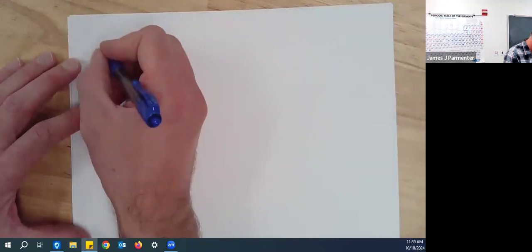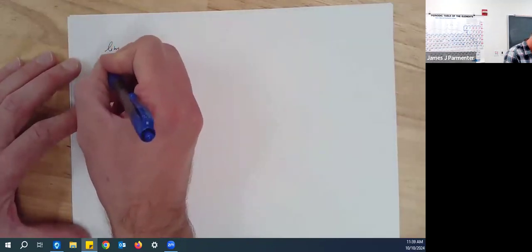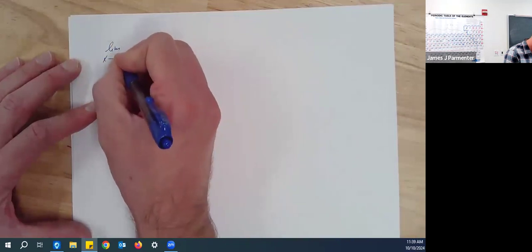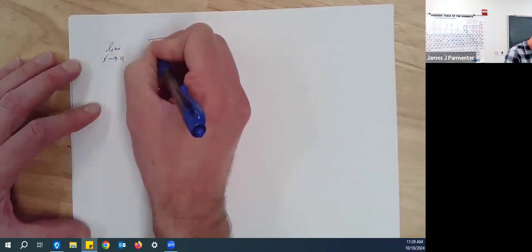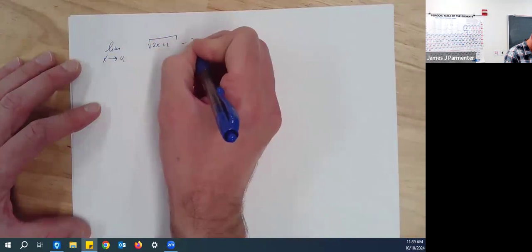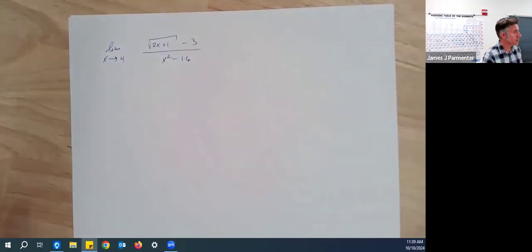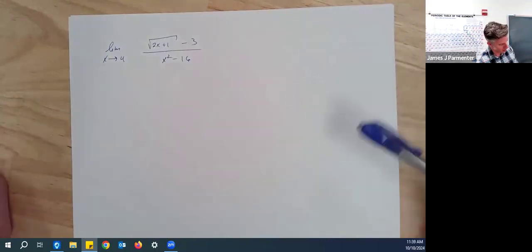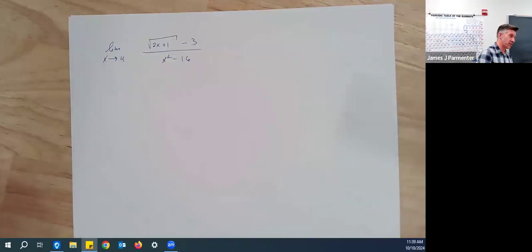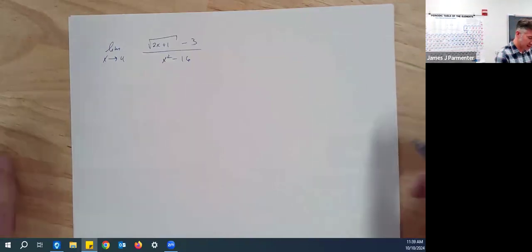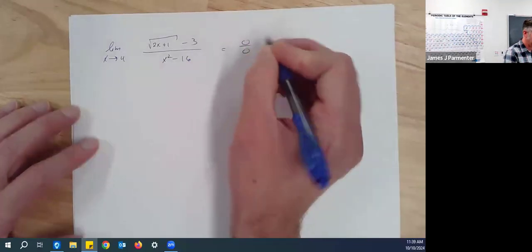So here's another example of a limit you might encounter. Limit as x approaches 4 of (the square root of 2x plus 1, minus 3) over (x squared minus 16). And it's good to mentally check, but I don't want to write it out. So I'm just gonna say, okay, if I plug in 4, the top is going to be the square root of 9 minus 3, which is 0. The bottom is going to be 16 minus 16, which is also 0. So it definitely is a 0 over 0 type, which means I have to do something.